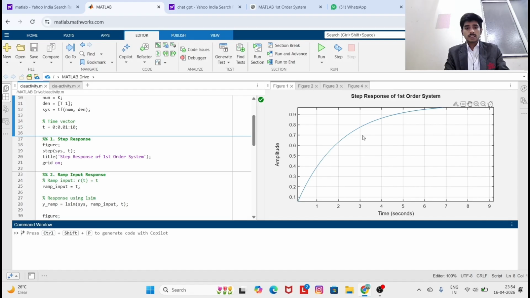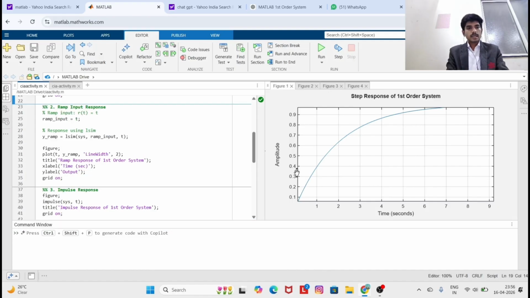In this we can see the graph starts from 0 at t equal to 0. The output increases smoothly. The initial rise is fast, then slows down, gradually reaches the final value and becomes constant after some time. No oscillation, a steady response.